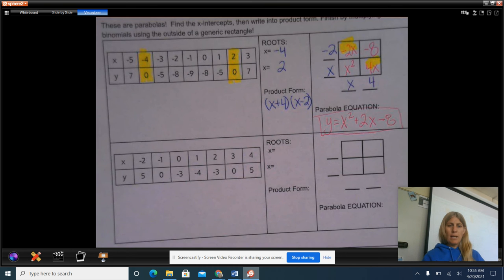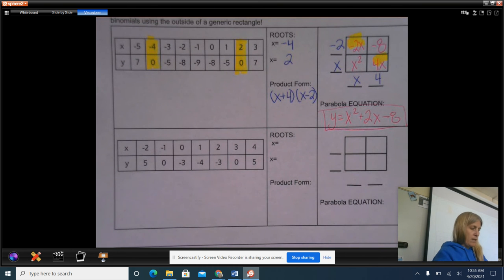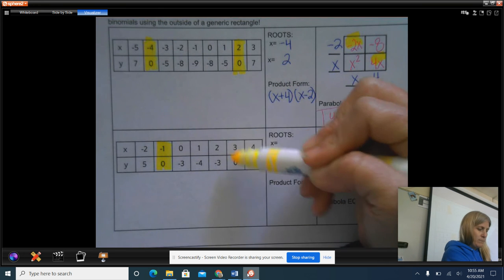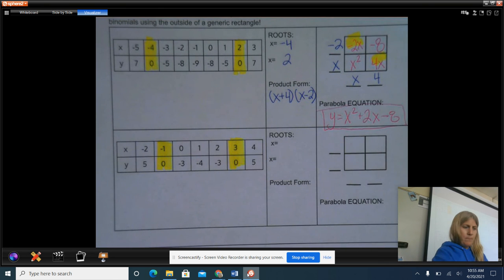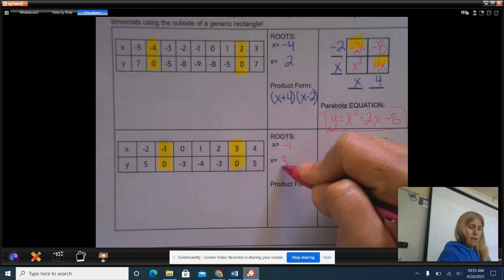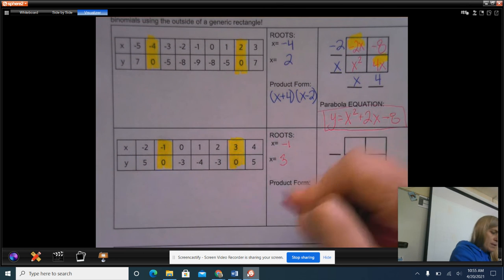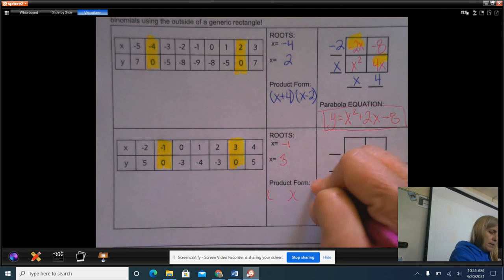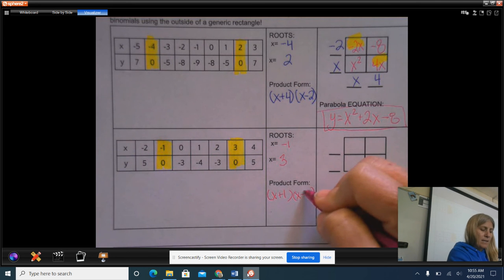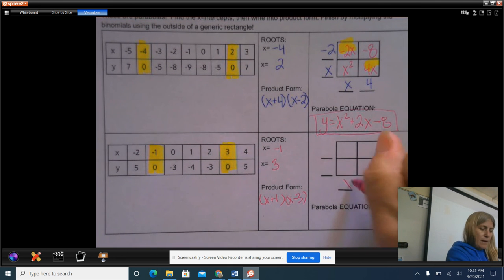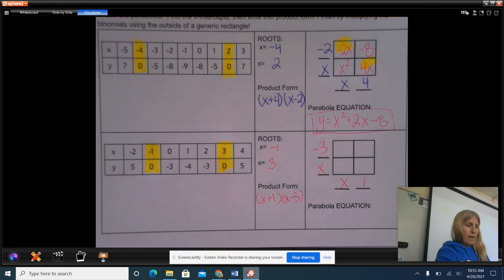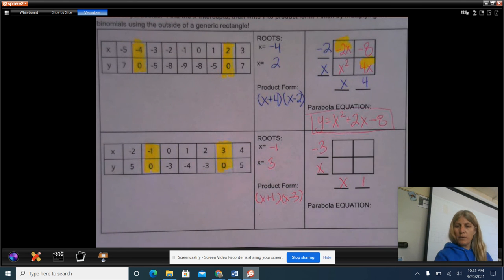Okay, let's do this again on our second one. Once again, my first step is to find my x-intercepts, where y is 0. I then write them as my roots. So I have a root of -1 and a root of 3. I do the opposite to write those in product form. So I have an x plus 1 and an x minus 3. I then put those on the outside of my generic rectangle, and then I'm going to multiply, multiply, multiply, multiply.